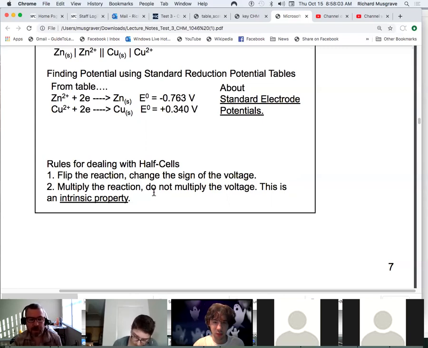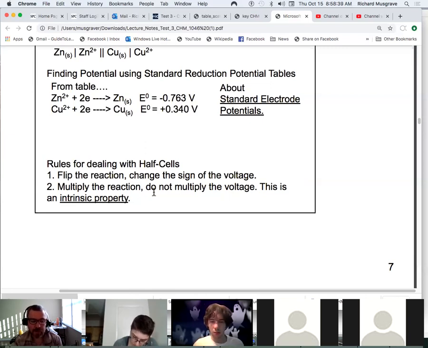All right, let me talk a little bit about intrinsic and extrinsic properties. An intrinsic property is a property that doesn't depend on the amount you have. I'm going to give you some examples of these and you'll see it's not too difficult to figure out. A good example of an intrinsic property is boiling point. If you have a kilogram of water or 10 kilograms of water, it's always going to boil at 100 degrees Celsius. So boiling point is an intrinsic property.